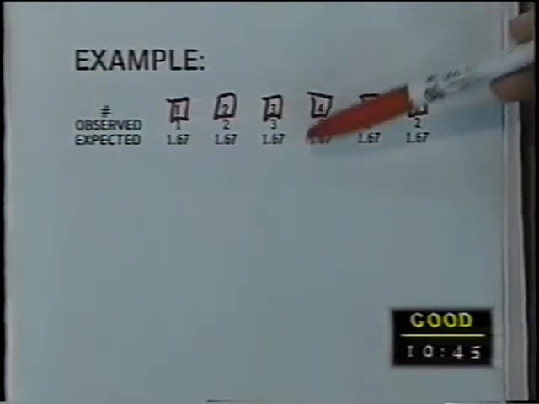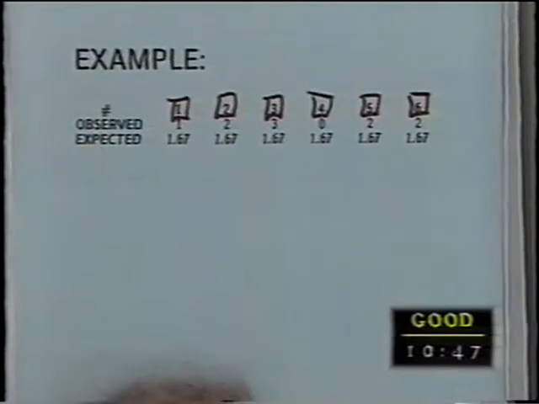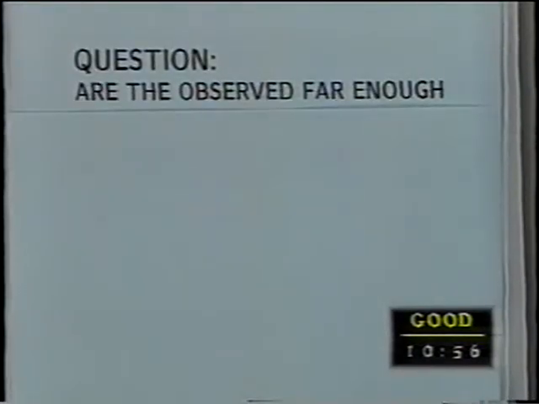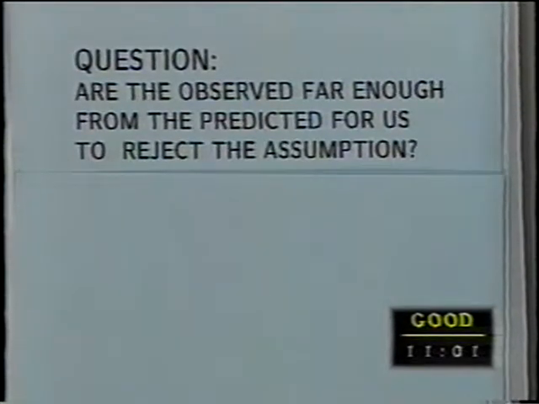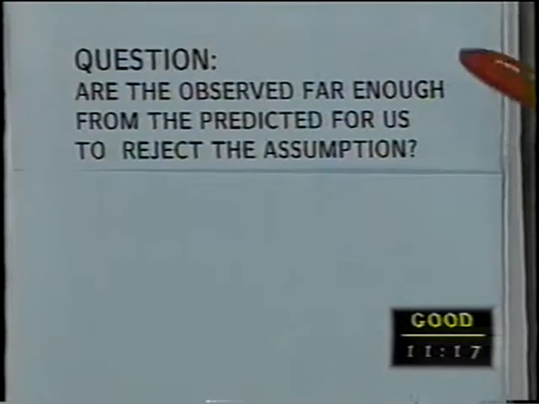We have to be able to do that. In order to do that, we continue on. We're not there yet. We don't know how to do it yet. We're going to try. The question we ask is, are the observed far enough from the predicted for us to reject the assumption? Now that means at the 10% level, or the 5% level, or the 1% level. Those are the levels we do our tests. And do we have enough information? Are we 90% sure? Are we 95% sure? Are we 99% sure that the assumption is wrong?